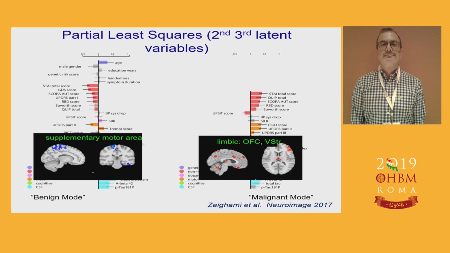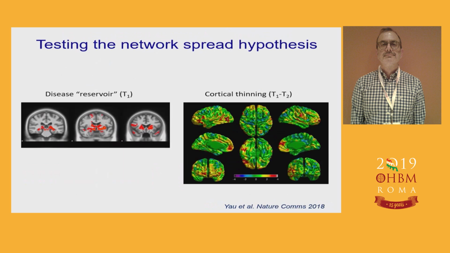And then the final little thing I want to show is this test of the network spread hypothesis. So here we used a second MRI scan at 1 year, and the prediction is that the disease severity or the atrophy pattern at time 1 would predict the atrophy pattern at time 2 based on connectivity. So we start with time 1. We call this the disease reservoir with the analogy to infections. So these are the areas that are affected at diagnosis.